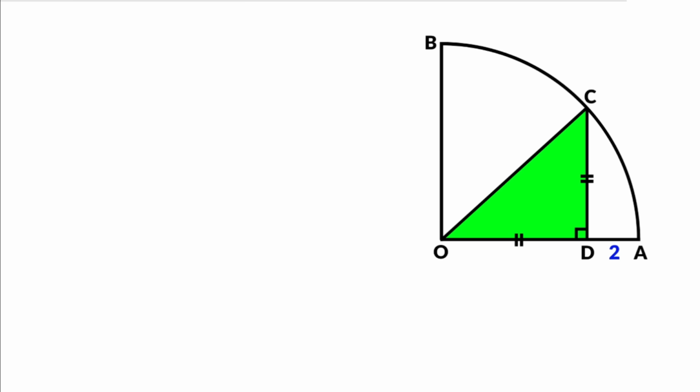We have a quarter circle with center O. Inside it sits a green right triangle, CDO. We're given two important clues.